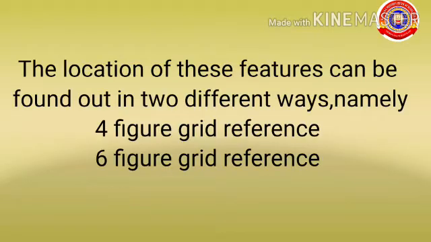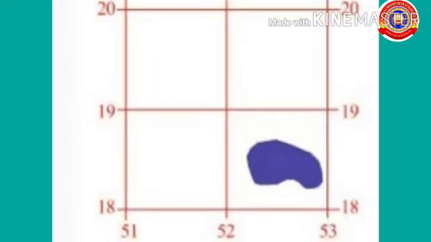The location of these features can be found out in 2 different ways, namely 4-figure grid reference and 6-figure grid reference. This is 4-figure grid reference. Look at the grid with a lake. Let's examine how the lake can be located.